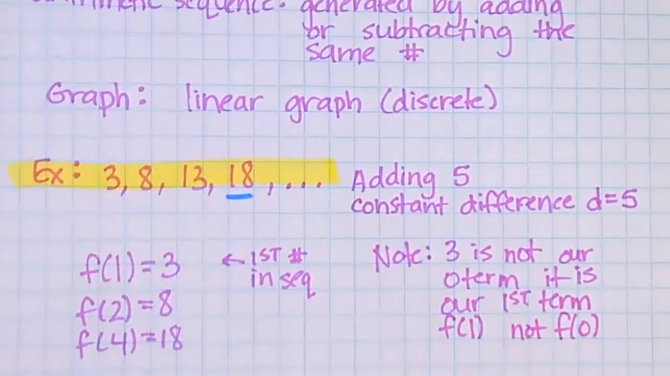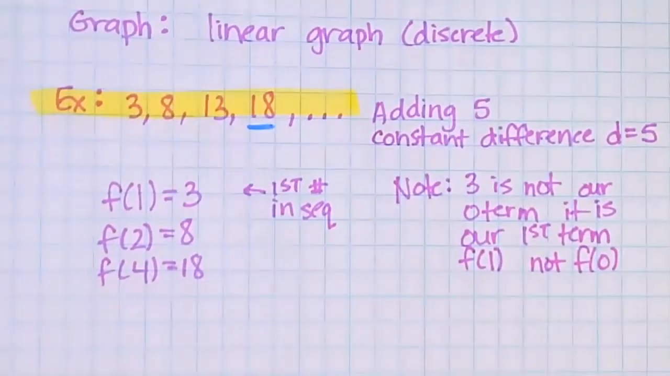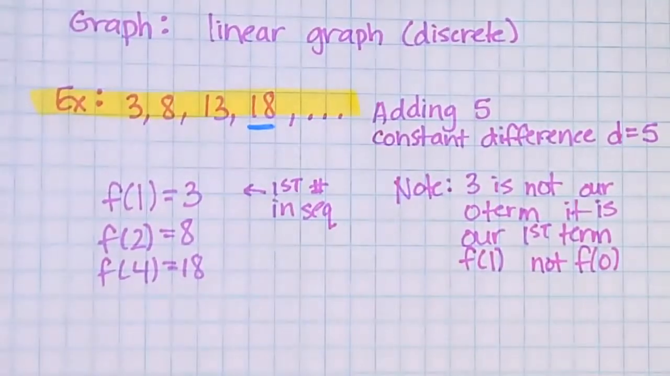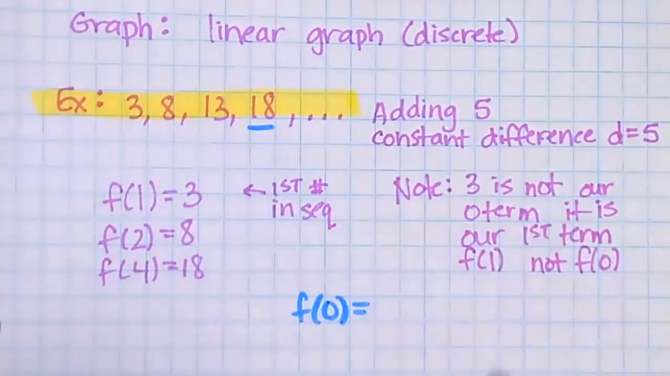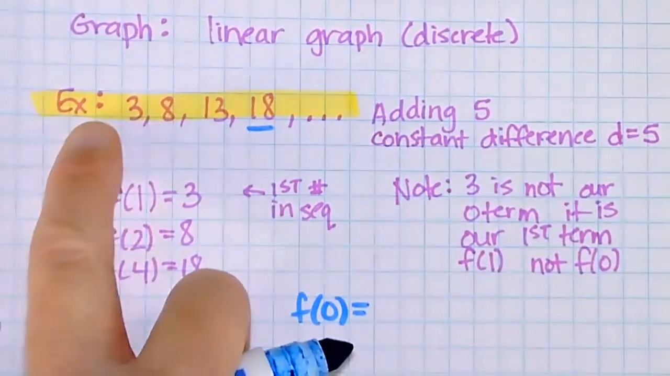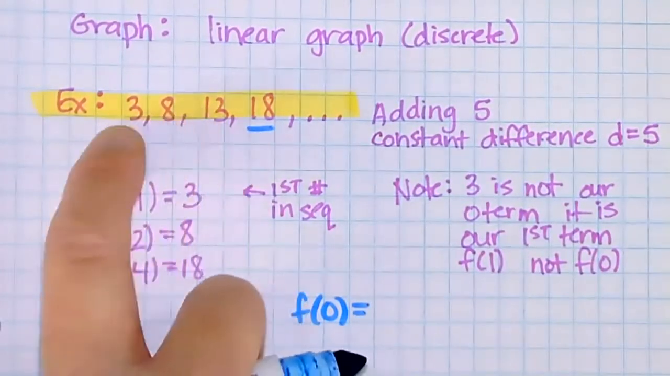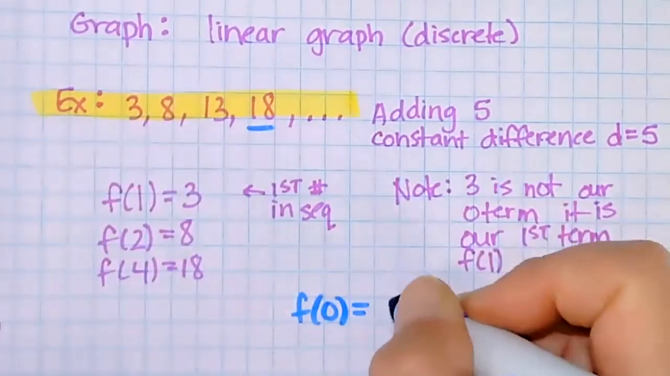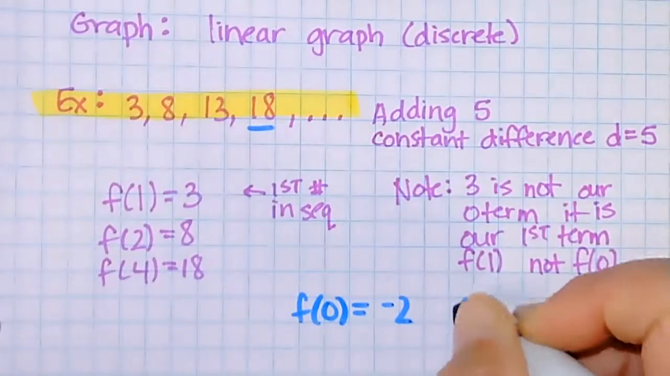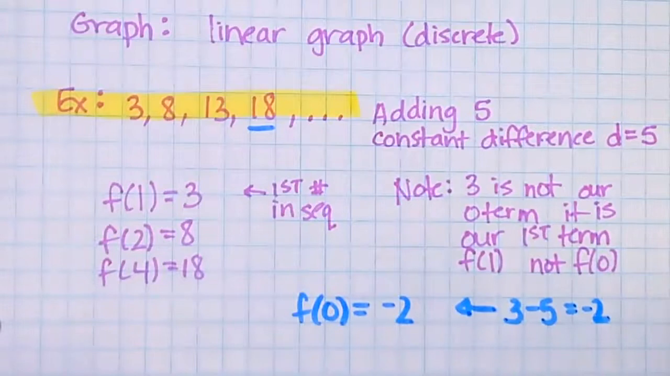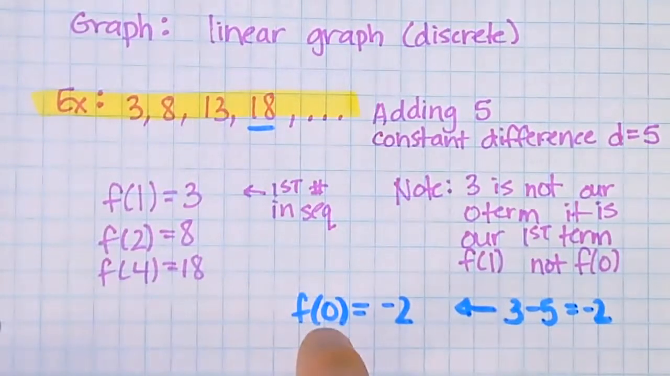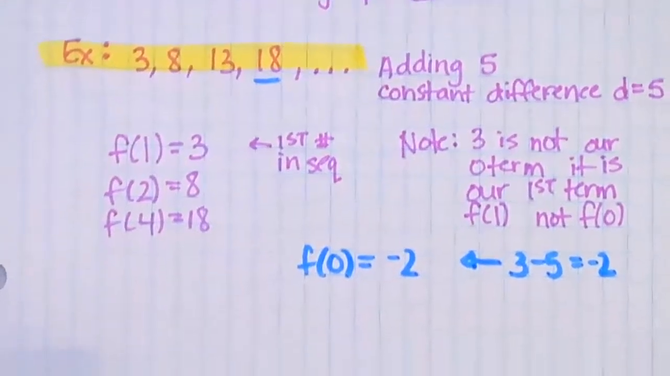Usually we like to know our 0 in order to write our equation. So if I wanted to know what is our f of 0, well, I need to go backwards. I'm adding 5 going this way, so going backwards, I'm subtracting 5. I would take my 3 and subtract 5, and that's how I got my -2. So this is my start that we're used to. This is our 0. This is what we're going to use to help us write one of our equations, which we're going to call the explicit equation.